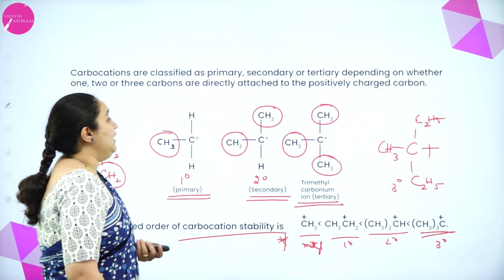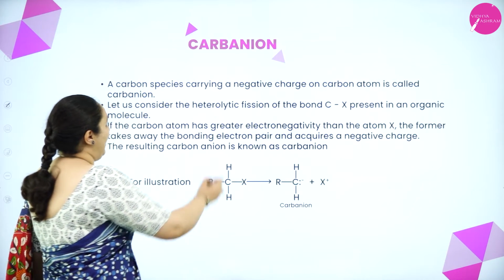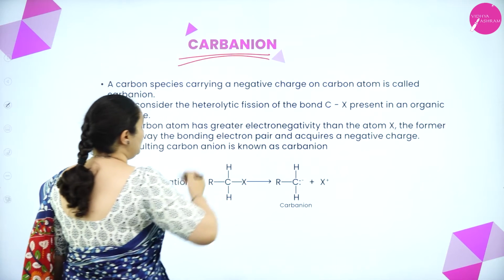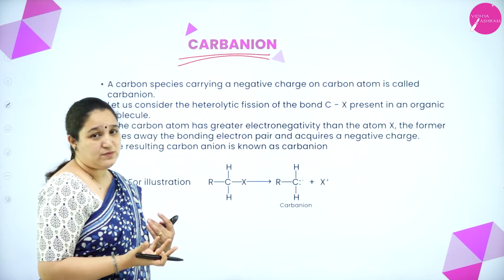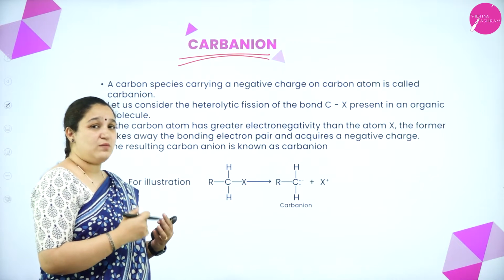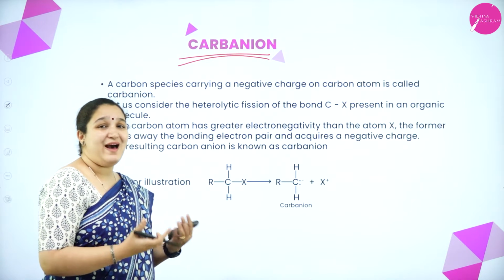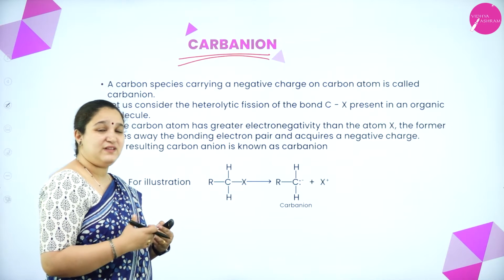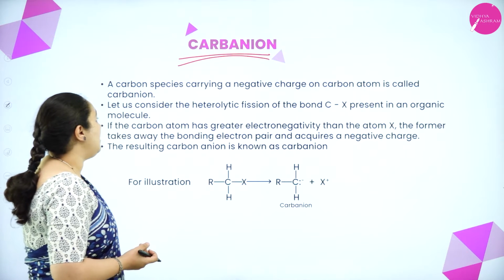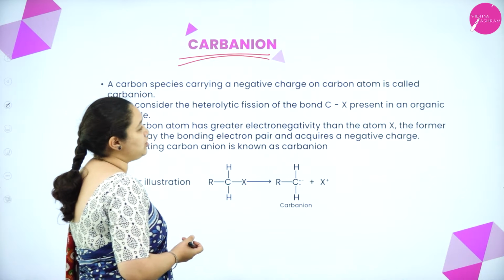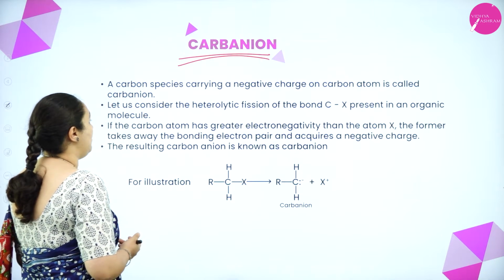Okay. Next we look into carbanion. So now carbanion means what? Carbon with a negative charge. Carbocation means carbon with a positive charge. Carbanion means it is the carbon with the negative charge. Okay. So carbon species carrying a negative charge on carbon atom is called as carbanion.